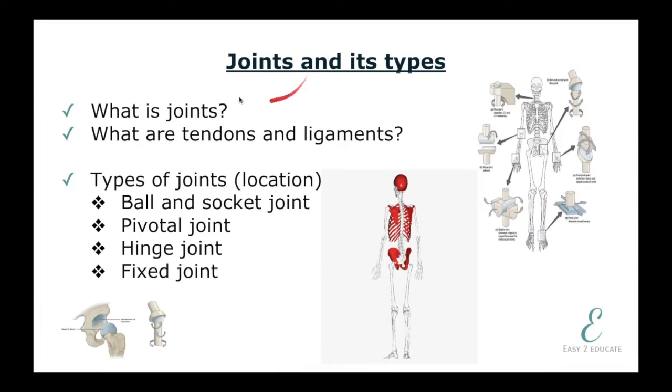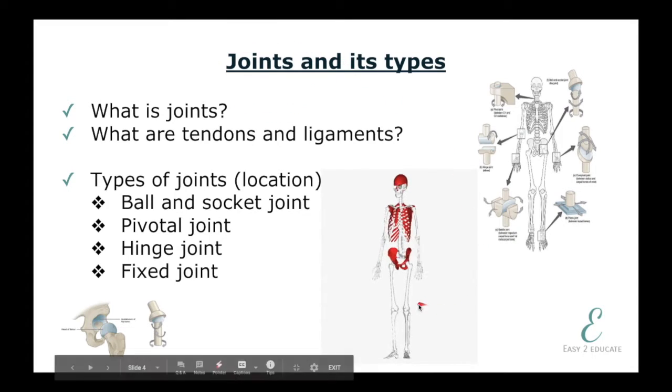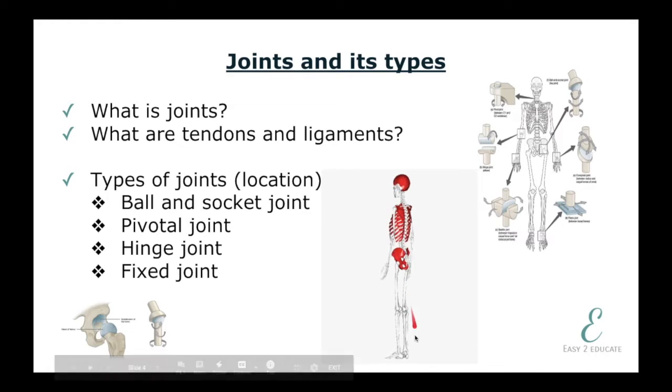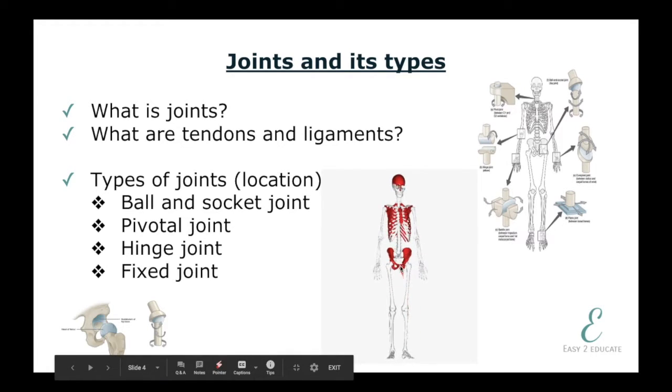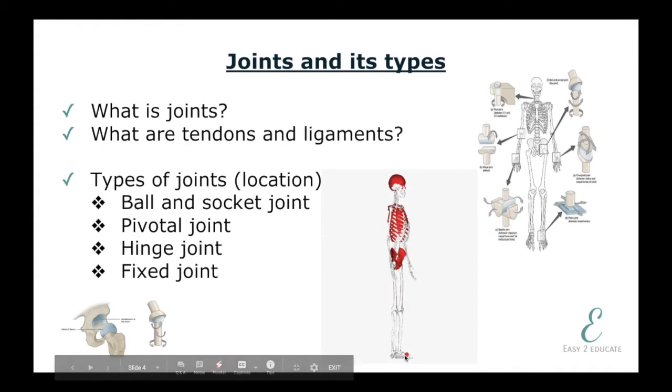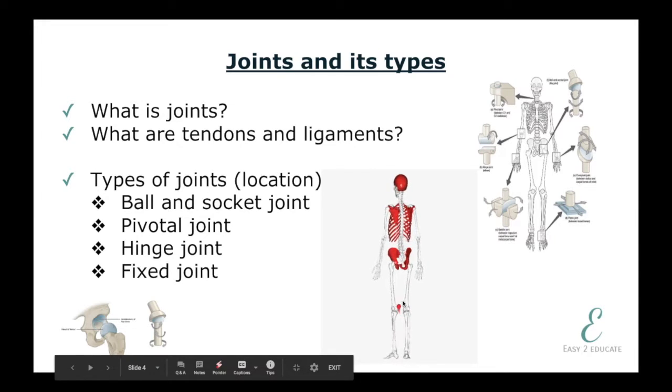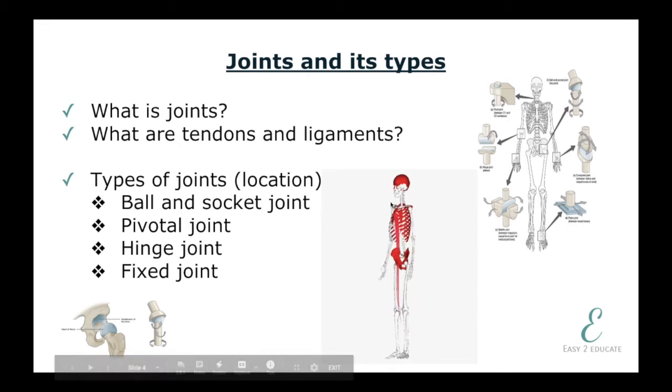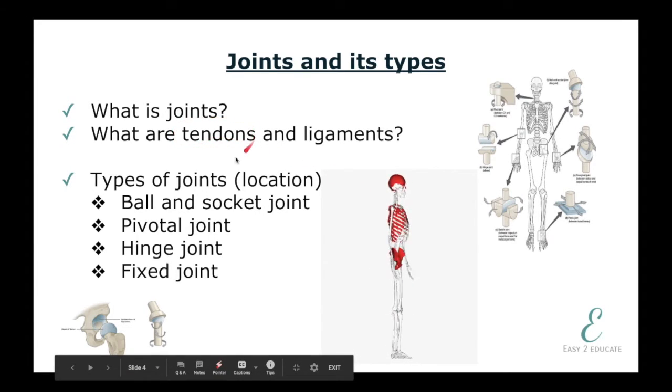Okay. What are joints? Joints are nothing but the point at which one bone meets the other bone. Here you can see a long bone in our body, that is the thigh bone. The thigh bone is connected to the lower leg bone at the point of the knee. This is a joint. So the joint is nothing but the place at which one bone gets connected with the other bone.